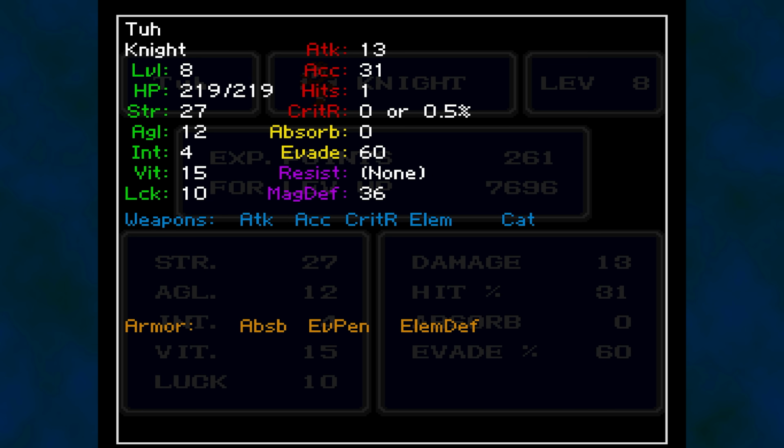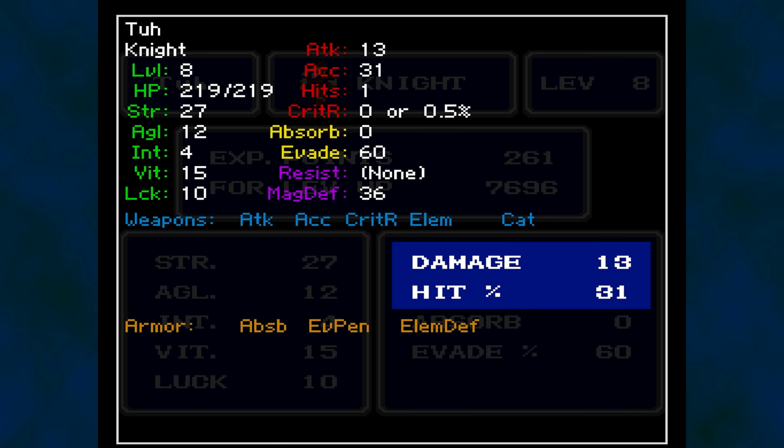On the left in green, we have our current level and health, followed by strength, agility, intelligence, vitality, and luck. These basic stats will increase for each character as they level up. In the second column, representing our physical offensive stats, seen here in red, we have attack, accuracy, hits, and critical hit rate. For attack and accuracy, I used different terms than the ones found in the game's status screen, which were damage and hit percentage, respectively.